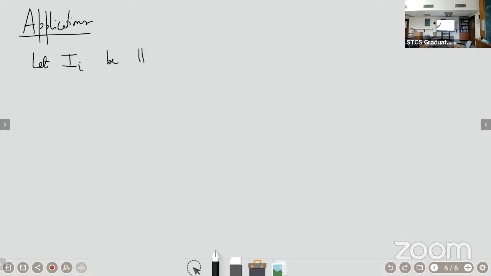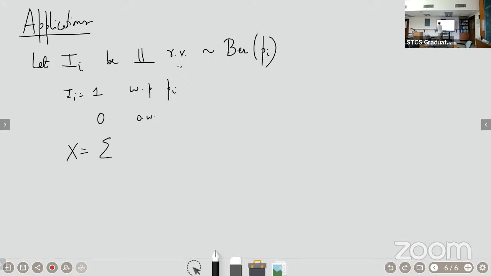This is my notation for independent. This is standard in many problems. So whenever I'm going to talk about independent random variables, I'm just going to use this. Let X_i be independent Bernoulli random variables. What that means is X_i equals 1 with probability p_i, and 0 otherwise. That's what it means. And X is the summation.